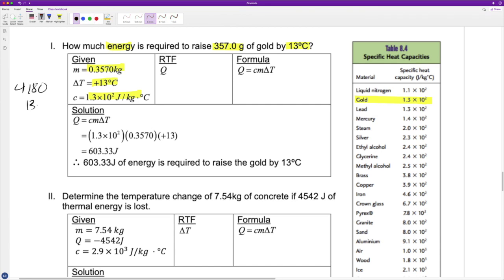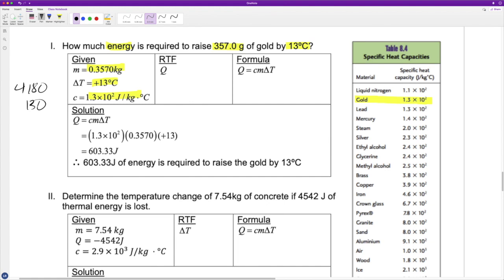This is only 130. So what's the difference in there? Well, the amount of heat required to raise 1 kilogram of water by 1 degree Celsius could raise 1 kilogram of gold by 32 degrees Celsius. So the same amount of energy would require water to only go up 1 degree. This would gain 32 degrees.